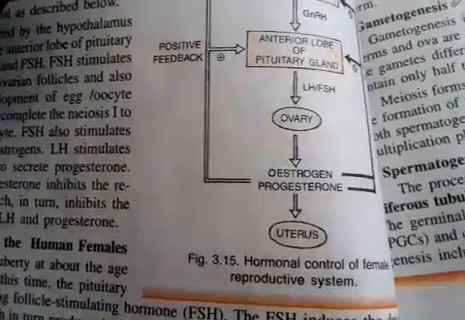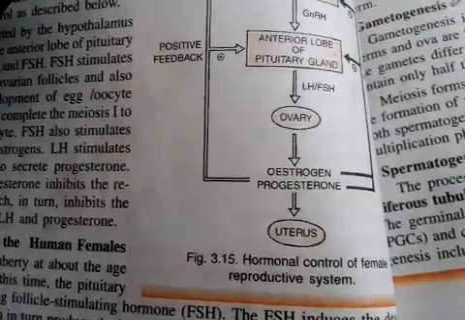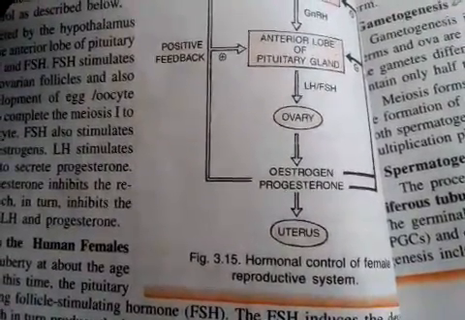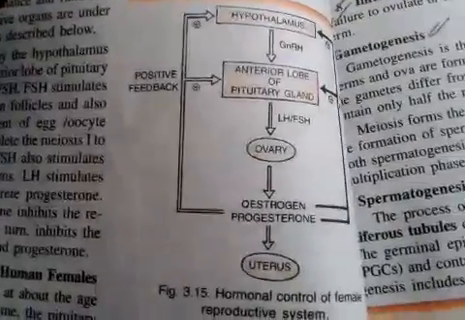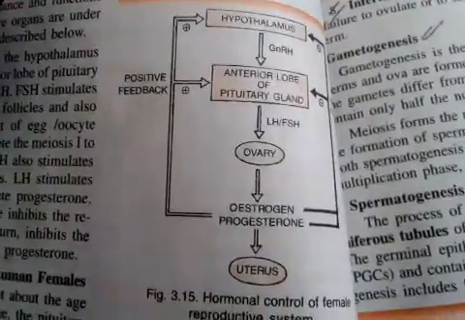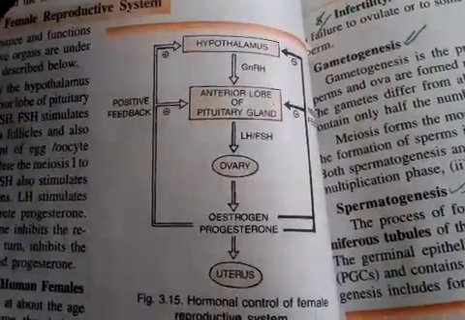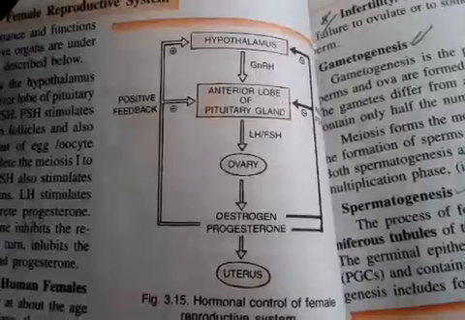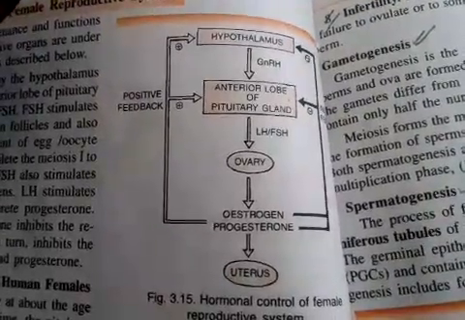Both these hormones ultimately control the thickening and thinning or shedding of the uterus wall, which is necessary for the implantation and the pregnancy. So estrogen and progesterone influence the hypothalamus and pituitary both positively and negatively and control the secretion of the hormones.